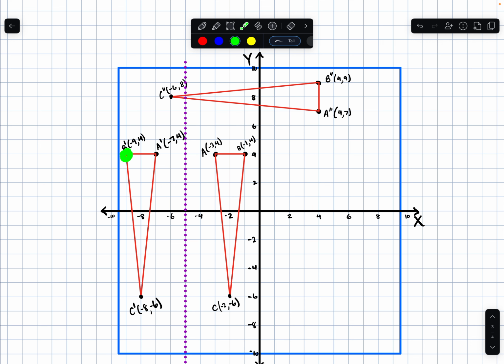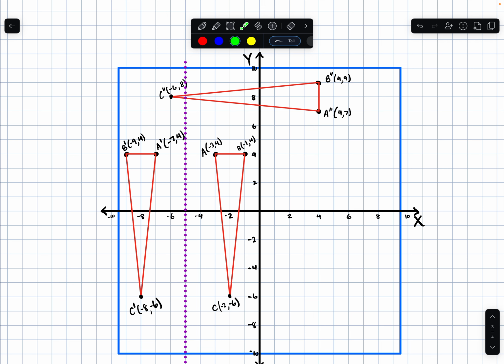If A prime is here, then you actually translated. This is a slide. You took the pre-image triangle and translated it to the left 6 units. But that's not what I asked you to do. We need to reflect it over the line.